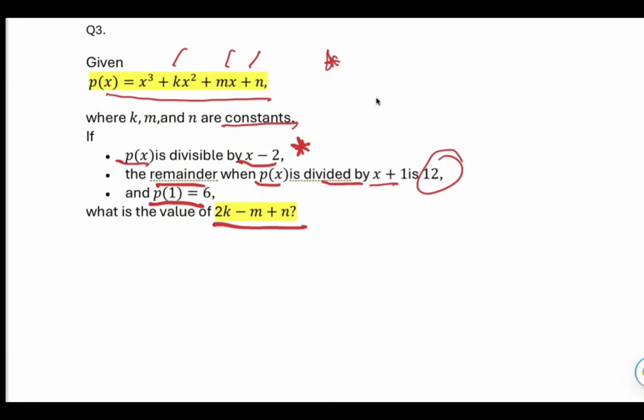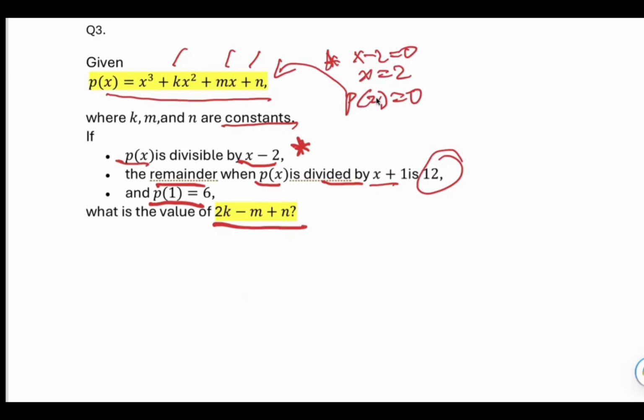Based on the theorem, which SAT loves to ask, whenever something is divisible, it's a factor. If it's a factor, then X minus 2 is equal to 0. X is equal to what? 2. Therefore, P of 2 is 0. You can put this in the equation and you get what? Values of K and M and N, like an equation, because you can't solve it right now.